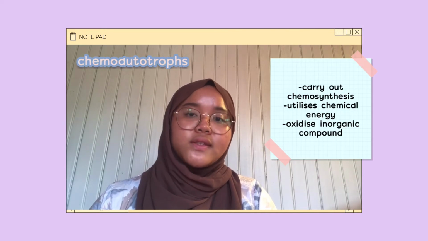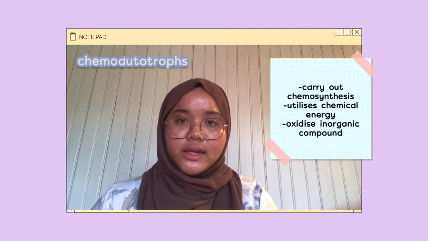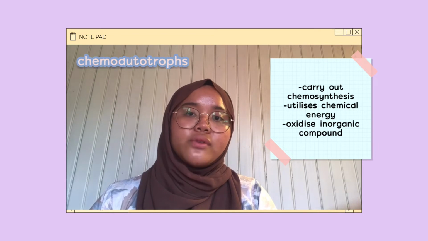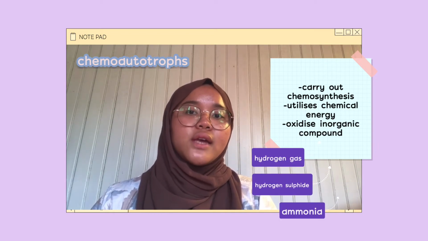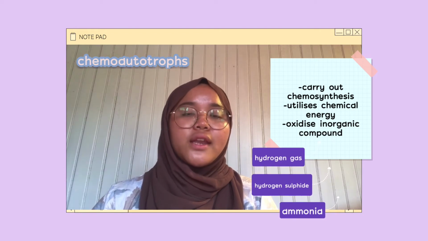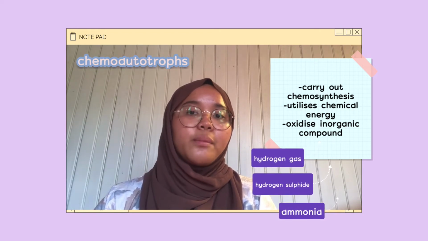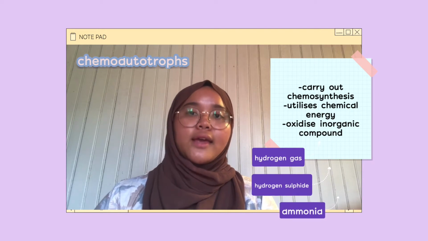Bacteria called chemoautotrophs carry out chemosynthesis, which utilizes chemical energy. They oxidize inorganic compounds such as hydrogen gas, hydrogen sulfide, and ammonia to obtain energy so that the reduction of carbon dioxide into organic compounds can occur.